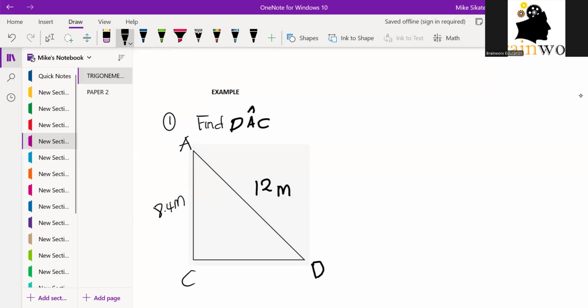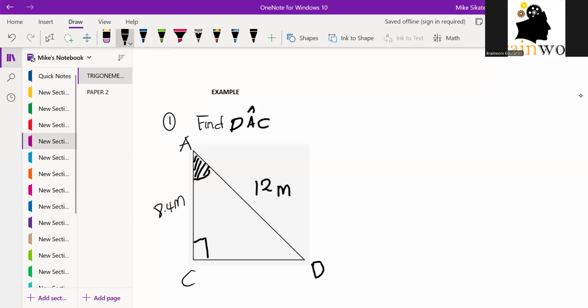So let's first locate this angle. We've been told to find angle DAC. So DAC, this is the angle DAC there that we want to find. This is angle DAC. Let's collect data of the things that we have here.